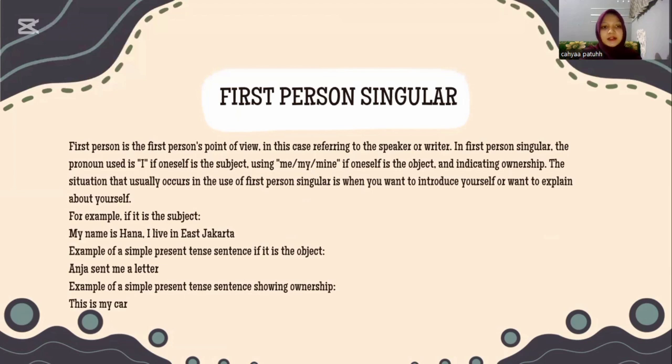For example, if it is the subject: My name is Hannah. I live in East Jakarta. Example of simple present tense sentence if it is object: Anja sends me a letter. Example of simple present tense sentence showing ownership: This is my cat.